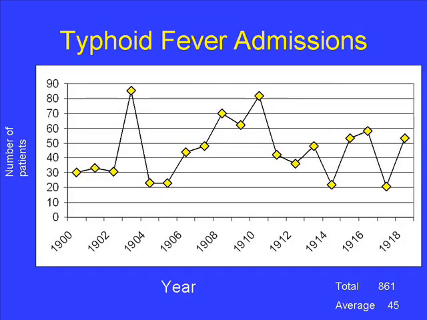In the Nickle Wing between 1900 and 1918, I don't have the admission records for 1920. It's an interesting story if you're interested in archives. But these are the admissions that occurred each year over that period of time. There was a total of 861 patients admitted with typhoid fever, averaging about 45 per year.